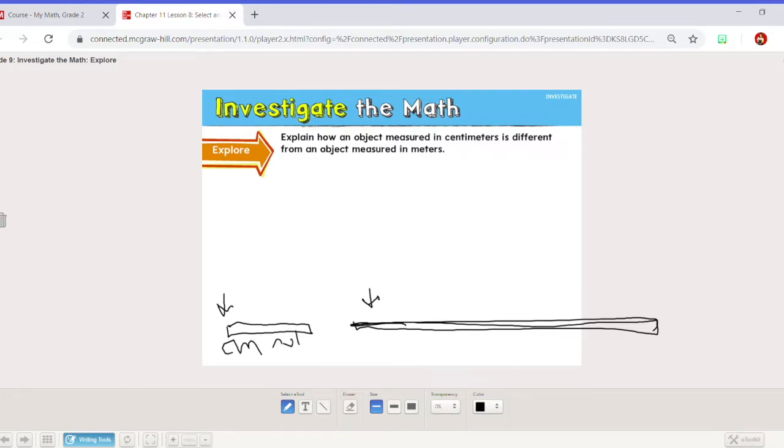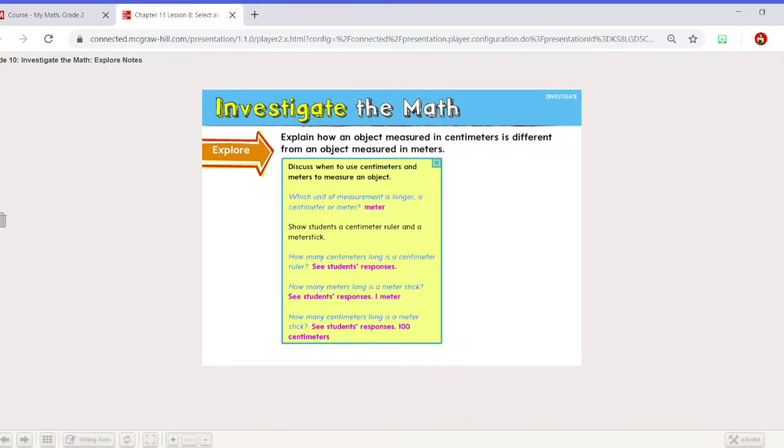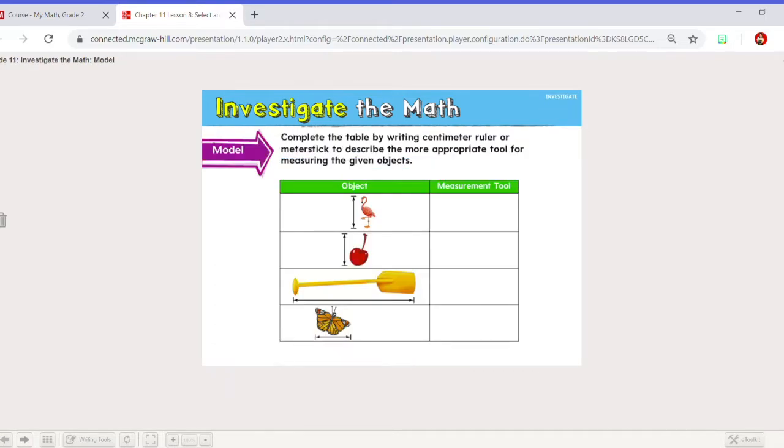It wouldn't make sense to measure something small with a meter stick. It would take up way too much space, and it wouldn't make sense to use a centimeter ruler to measure something large. You would need too many of them. So now we're going to be looking at this table, and we're going to be writing centimeter ruler or meter stick to describe the more appropriate tool for measuring the objects.